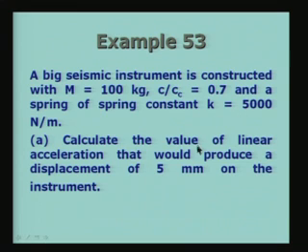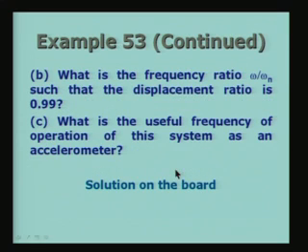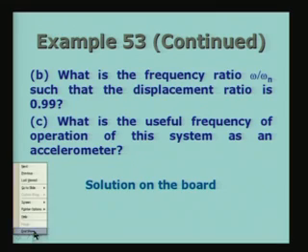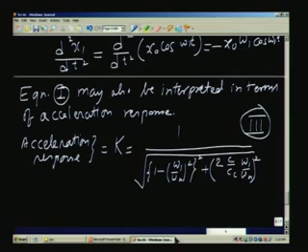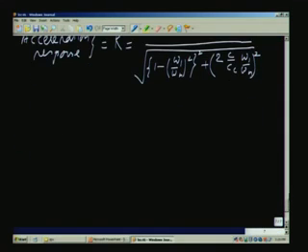So, we want to calculate the value of linear acceleration that would produce a displacement of 5 millimeter on the instrument. That is the part A. Part B, we want to find out what is the frequency ratio omega by omega n, such that the displacement ratio is 0.99. And thirdly, we would like to find out the useful frequency of operation of this system as an accelerometer. So, three parts of the question are given here. What we will do is we will try to work it out by calculating the various things. All it requires is the use of the equations which we already derived. Therefore, nothing more than that is required. So, we will just find out how to go about.